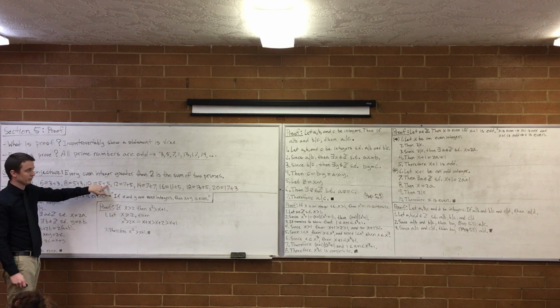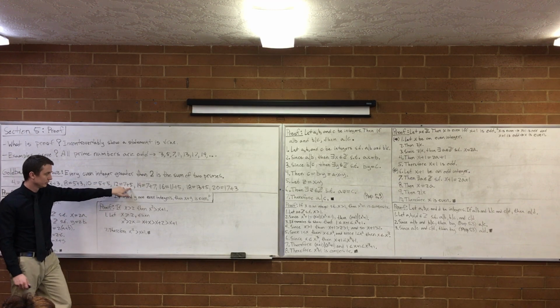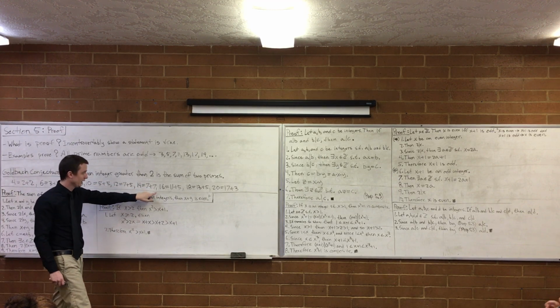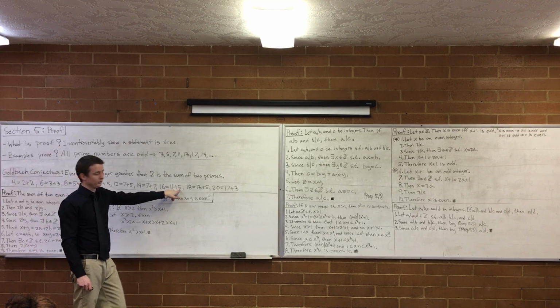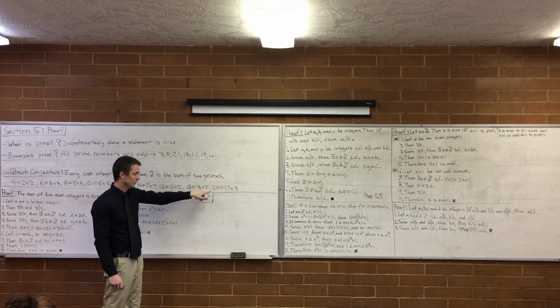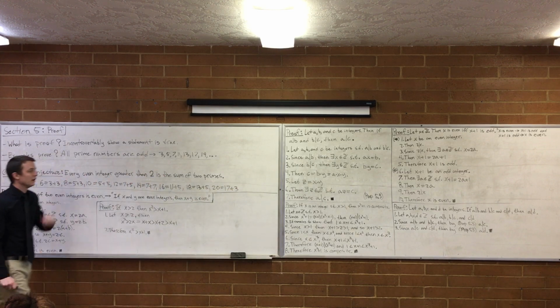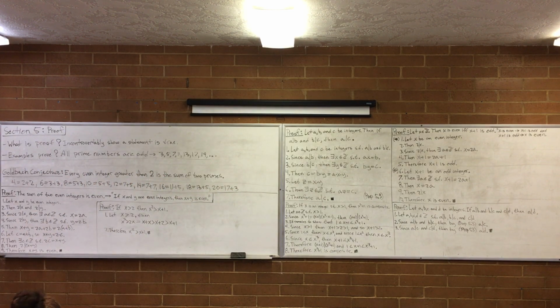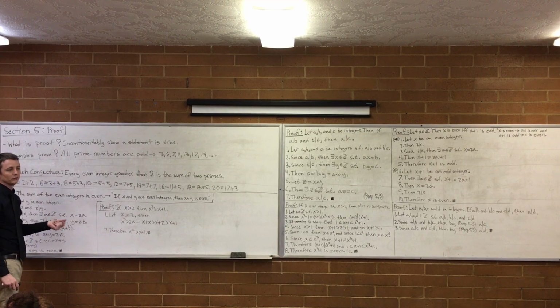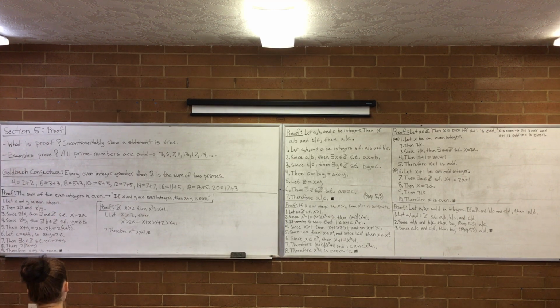10 equals 5 plus 5. Prime. 12 equals 7 plus 5. Prime. 14 equals 7 plus 7. Prime. 16 equals 11 plus 5. Prime. 18 equals 13 plus 5. Prime. 20 equals 17 plus 3. Prime. You can continue on your merry way, coming up with these primes that sum to numbers, and I'm sure that computers have gotten well to massive, massive numbers, and they've still been able to do it every time.